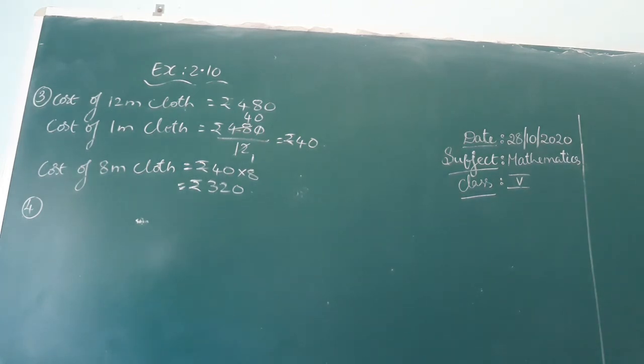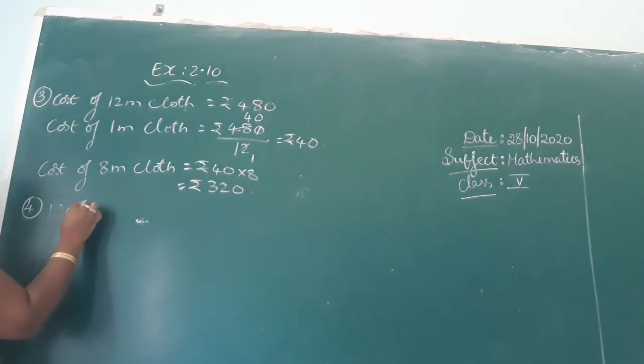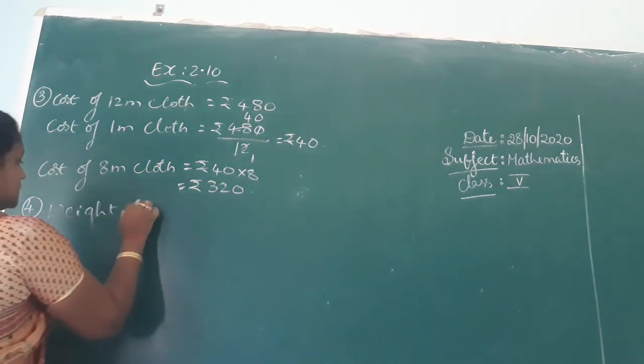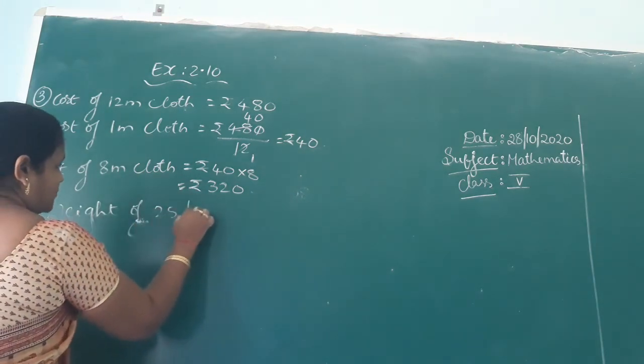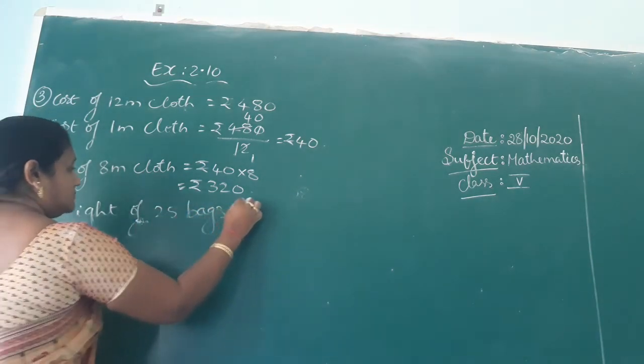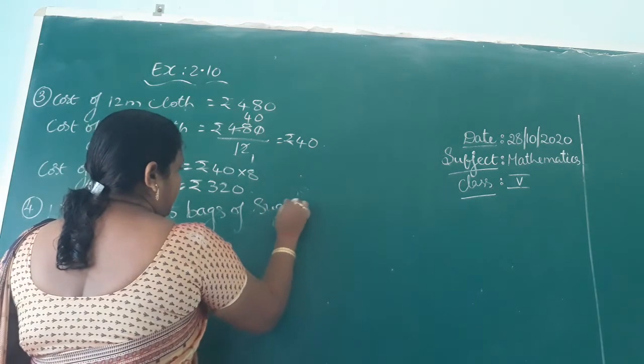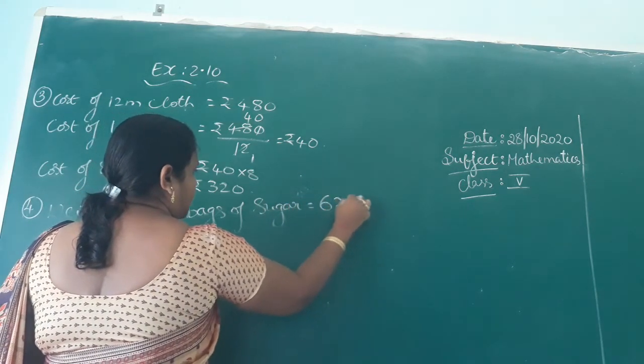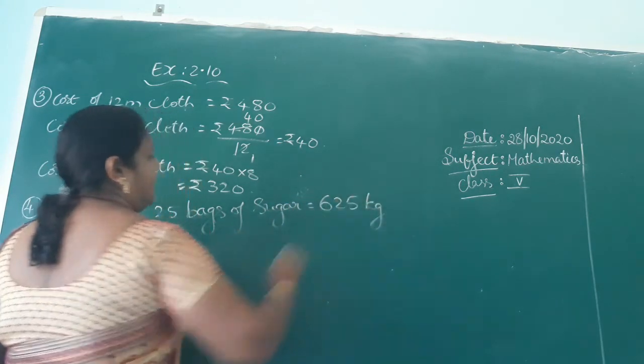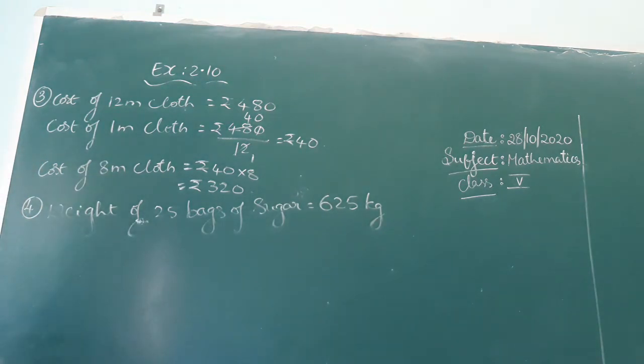The weight of 25 bags of sugar was given. They are asking the weight of 100 bags of sugar. The weight of 25 bags of sugar they gave is 625 kg. They are asking the weight of 100 bags.